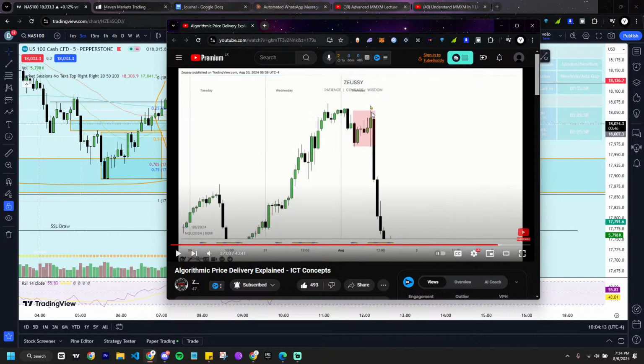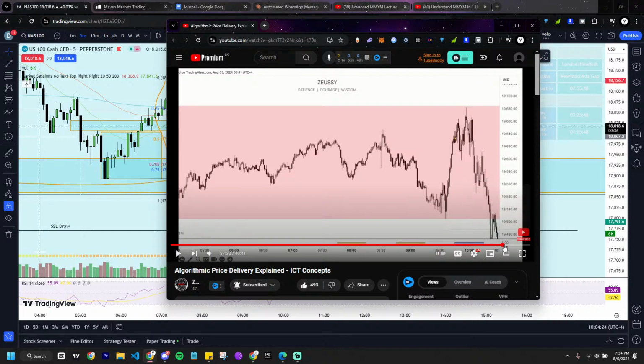See market maker buy model right here. Not really a market maker buy model, but it's a retracement. So you see accumulation, manipulation, and we have a distribution. So just a correction leg and then distribution right here. AMD, power of 3, always happens over and over in the market.